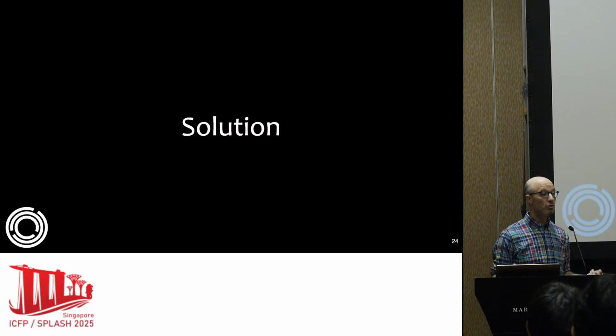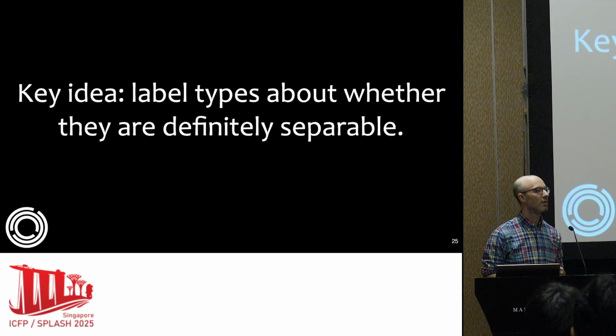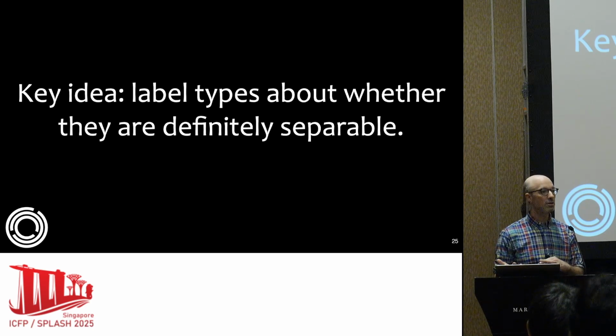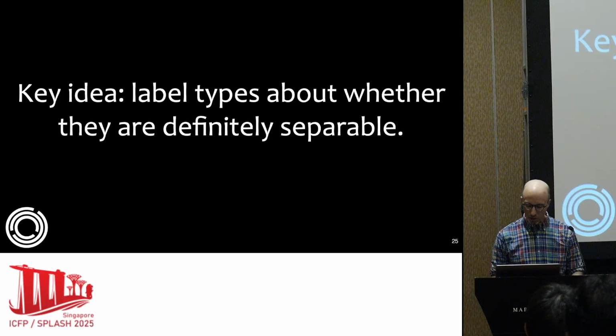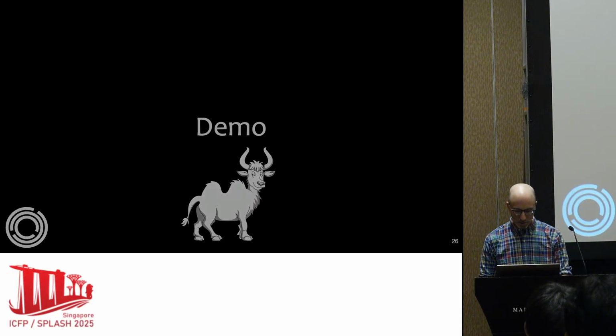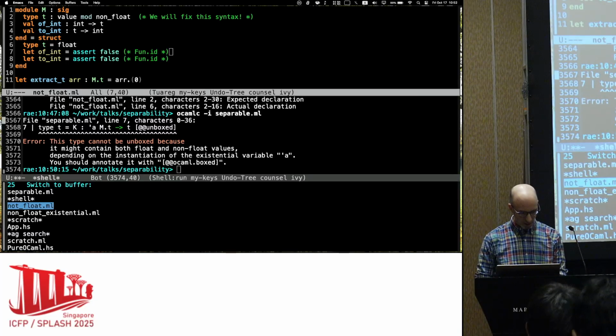Okay, so what's the solution here? Key idea: label types about whether or not they are definitely separable. So here, if I know that some types are separable and some types are not, then the separable ones I can store in arrays. That's great. The non-separable ones I can't store in arrays, but maybe I can do other fun things with them, and that's fine. And so now we're going to do another demo in OxCaml. Okay, and then so here, what's it called? Non-float existential.